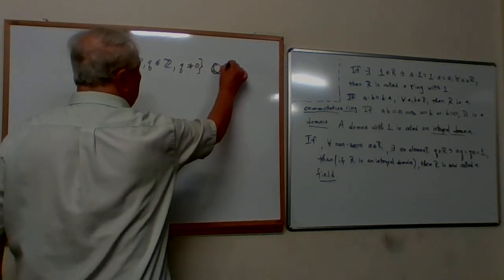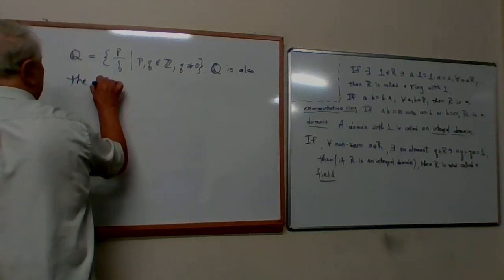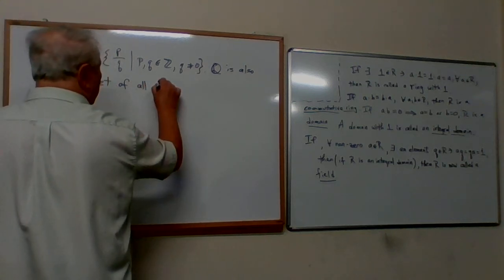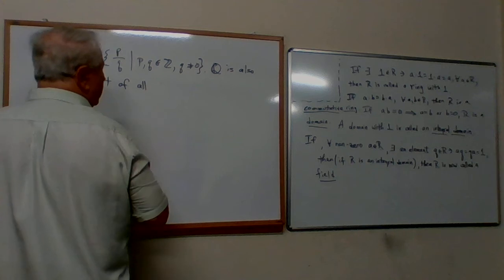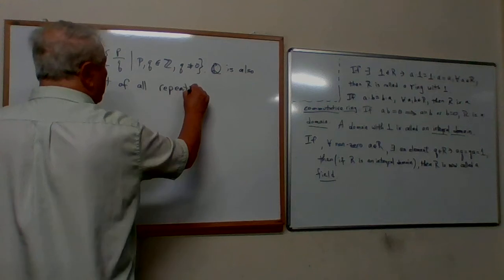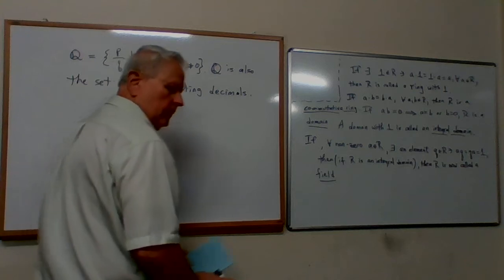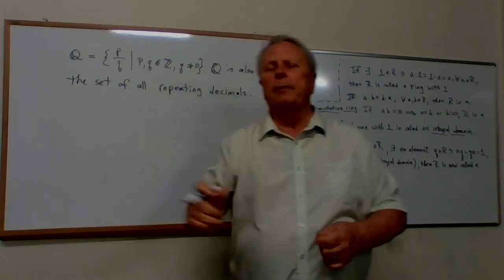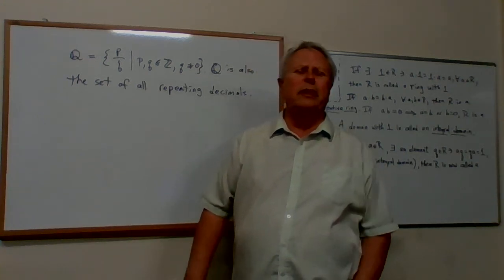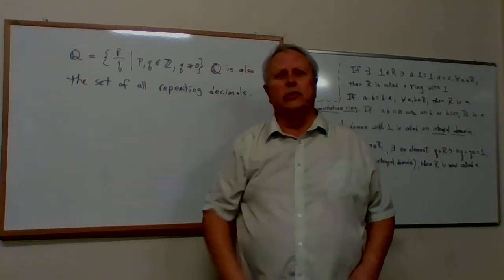Q is also the set of all, let's call them, repeating decimals. I debated a little bit. Let me talk a little bit about that. You've probably been told earlier in your life it's the set of all either repeating or terminating decimals. Well, a terminating decimal is one where eventually you get nothing but zeros.